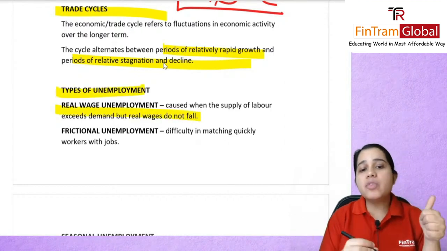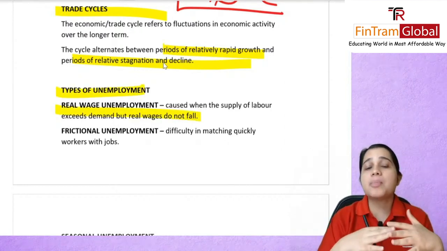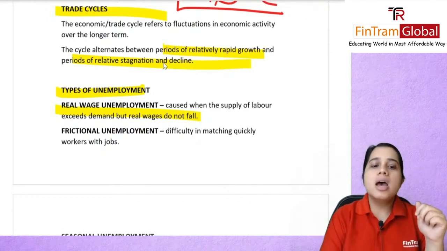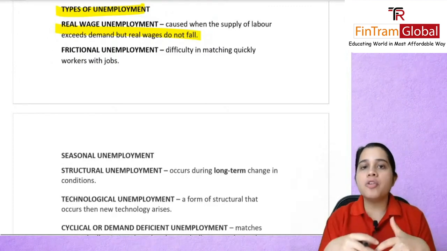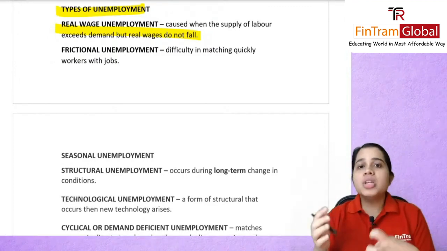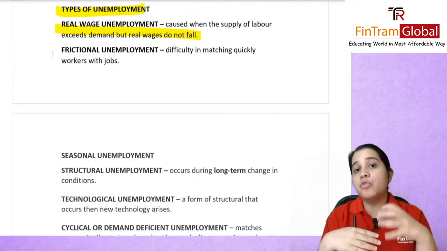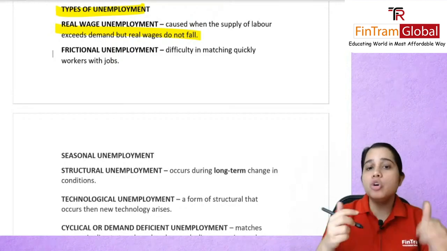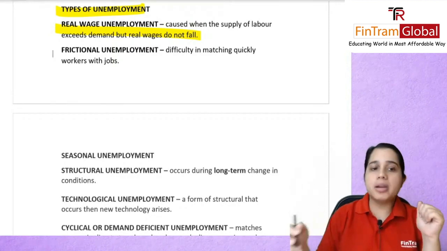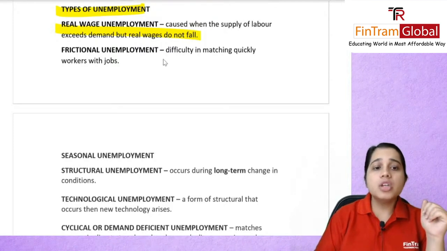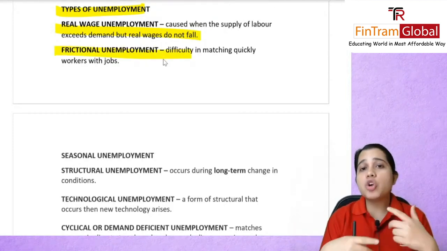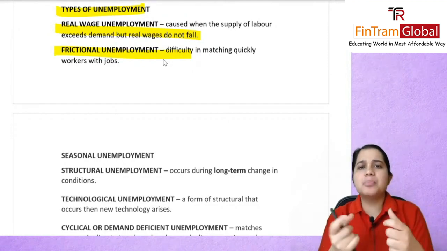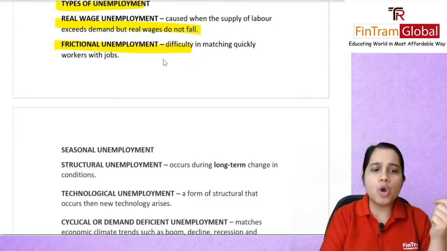So you have your real wage unemployment, which will be caused when the supply of labor exceeds your demand, but real wages are not falling. Maybe you have your unions and they are not letting the wages fall, even though the supply is more than the demand, and technically they should fall. You have your frictional unemployment, usually difficulty in matching workers with jobs quickly. When you are changing jobs, that period will be your frictional unemployment.